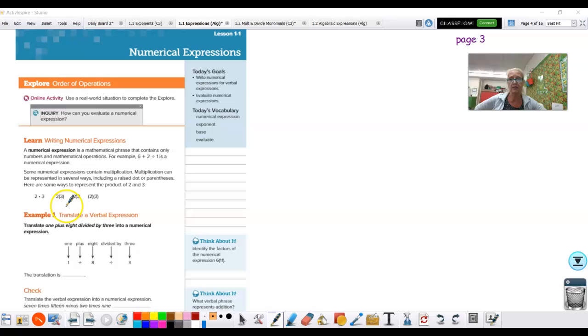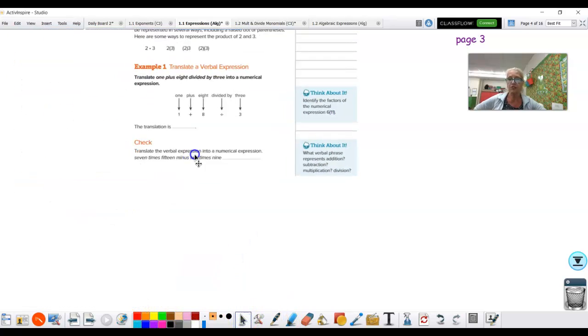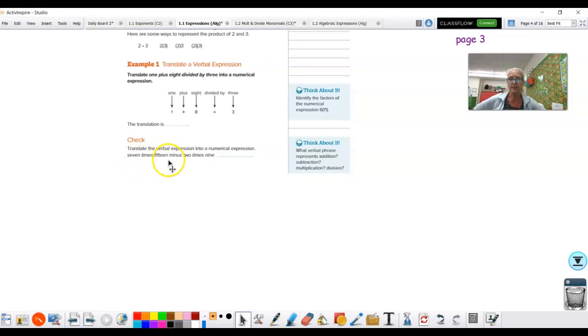Example 1 is translate a verbal expression. Translate 1 plus 8 divided by 3 into a numerical expression. So you would go 1 plus 8 divided by 3. Right? Now down here there's a check. Translate the verbal expression into a numerical expression. 7 times 15 minus 2 times 9.